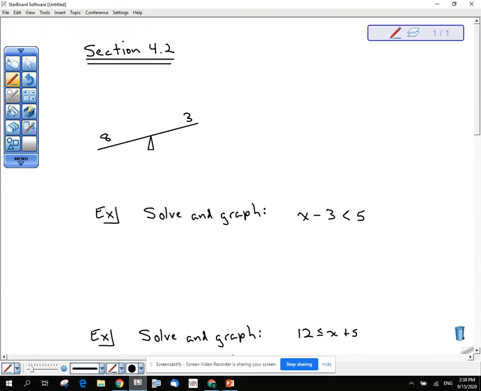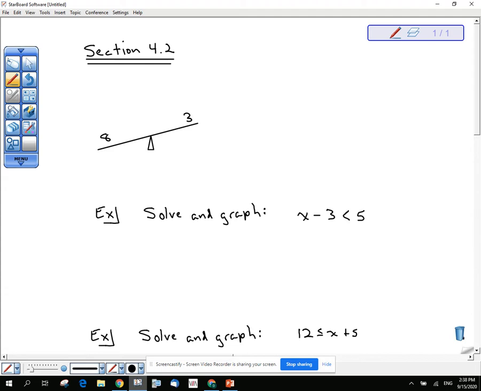Algebra 1, Section 4.2, solving inequalities using addition and subtraction. If I were to give it an alternate title, I might call it one-step inequalities, or solving one-step inequalities with addition and subtraction. I've used the balance scale description before.